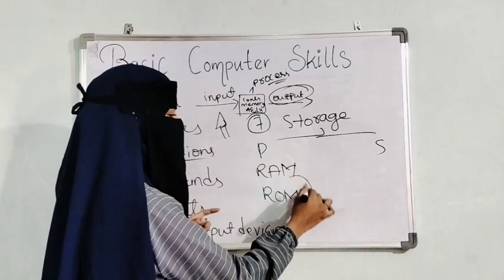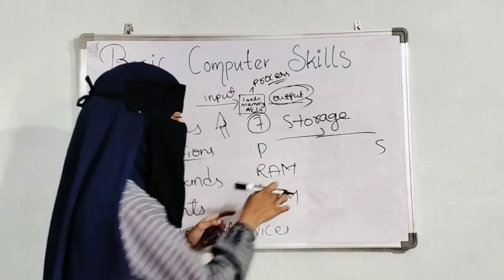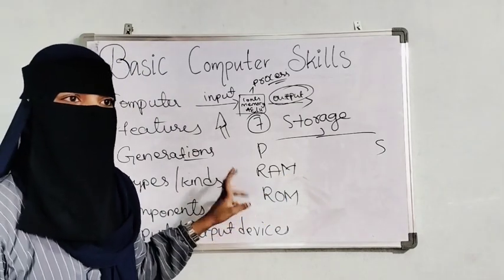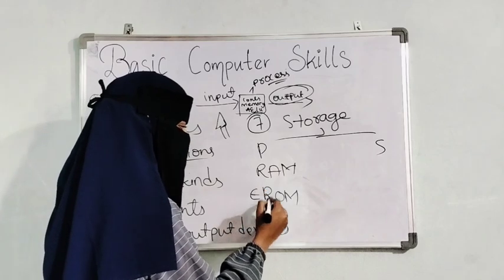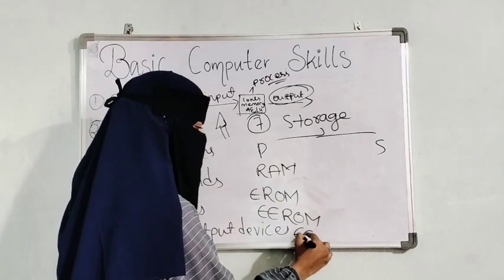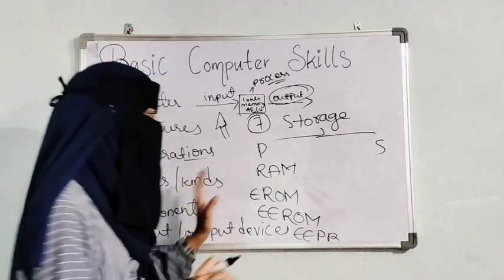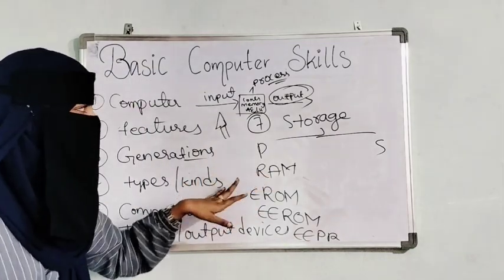Again in RAM and ROM we will have types: static, dynamic, EPROM, EEPROM, and so on inside it. You have to just give it a quick reading for revision.